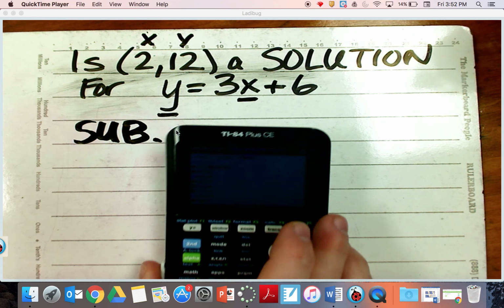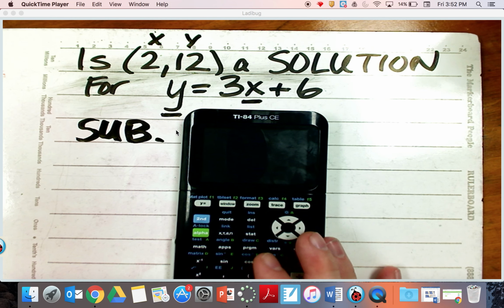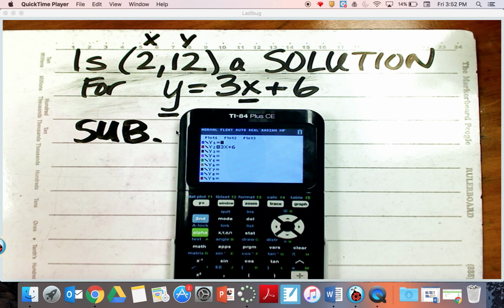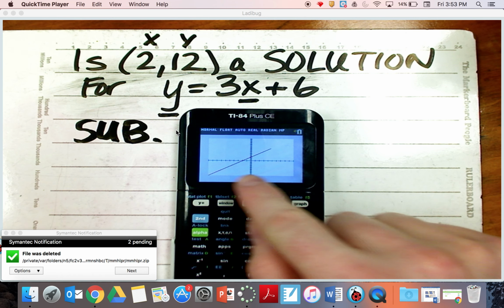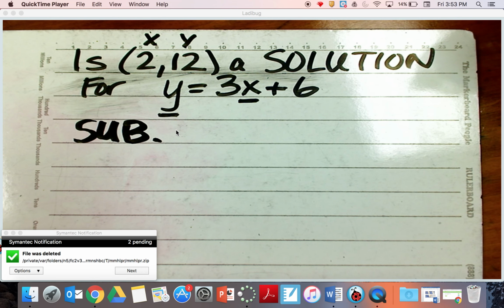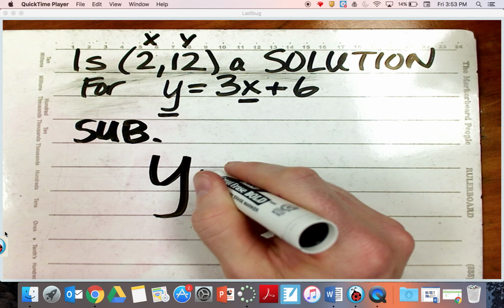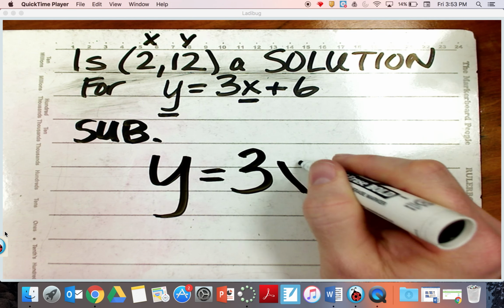So if I want to see what the graph looks like, I can use my calculator here. I can turn it on. There it is, I already have it typed in, and if I graph it there, you can see there's my line. I want to see if (2, 12) is on that line. So what I'm going to do here is write down my equation again, and I'm going to show you what happens. We're going to do substitution. So here's my equation that I want to see.